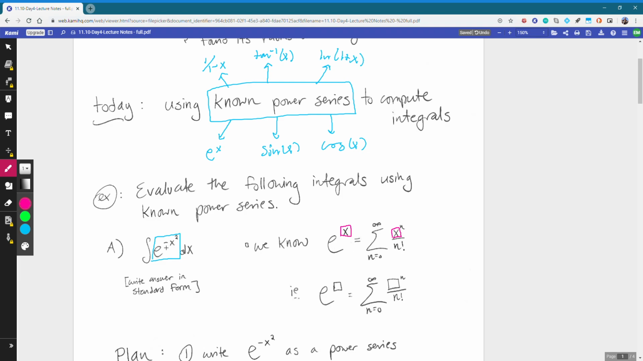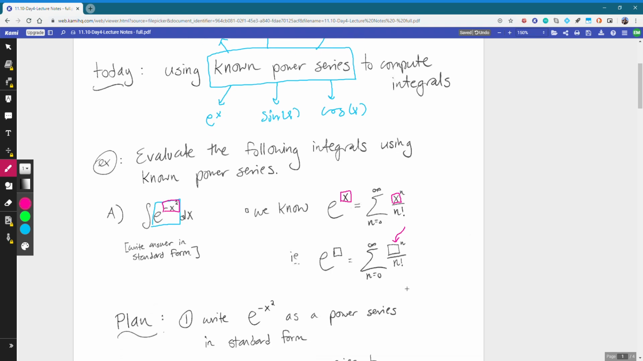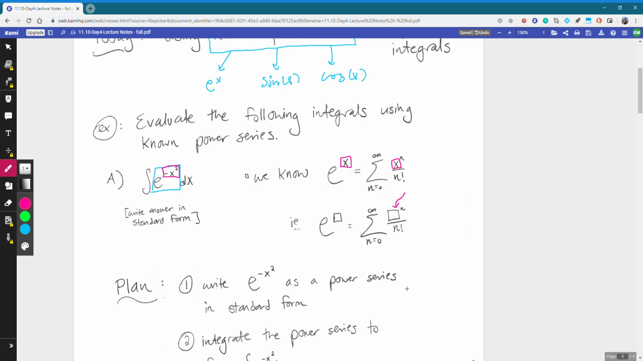And so here, well, what's going to be in that box? Well, it's this exponent. Right, so that is going to be what we can feed into our box over here. Okay, so all of that, though, is really just starting on step 1 of the plan.